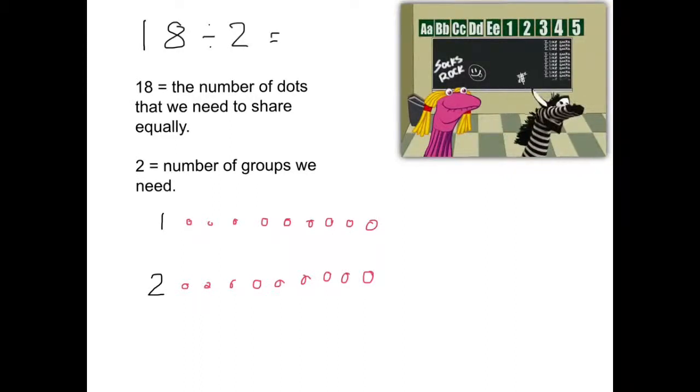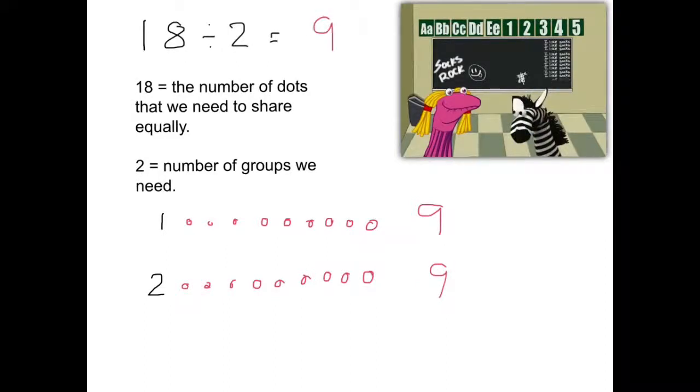Now we count how many dots we have in one of those groups. We've got 1, 2, 3, 4, 5, 6, 7, 8, 9. This tells us that the answer to 18 divided by 2 equals 9.